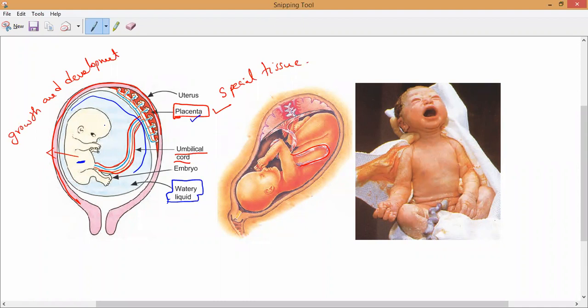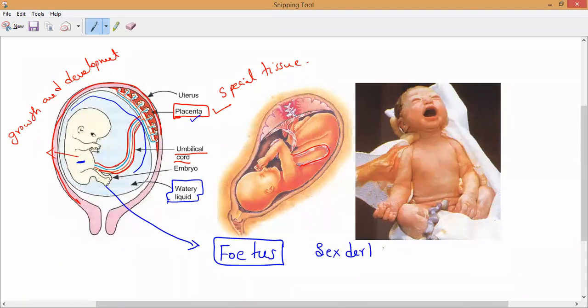Till this embryo stage, the body does not get any particular shapes like hands, head, tail, legs and so on. Only once these 8 weeks are completed do we call the embryo, after 8 weeks, a fetus. Here it is possible to identify the sex determination. So that is what you can see.